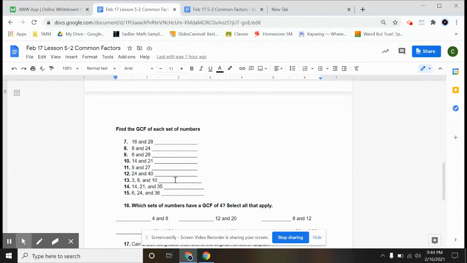In each one of these examples, there should be one number that 16 and 28 have in common, and it should be the largest number that they have in common, okay?